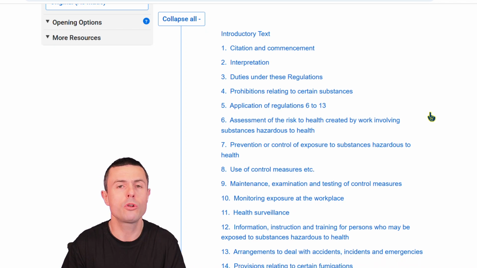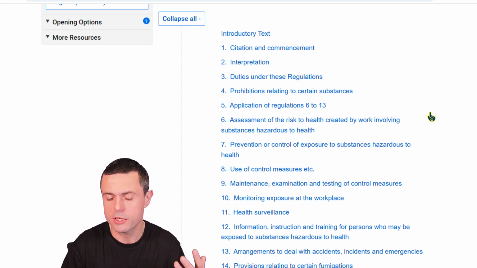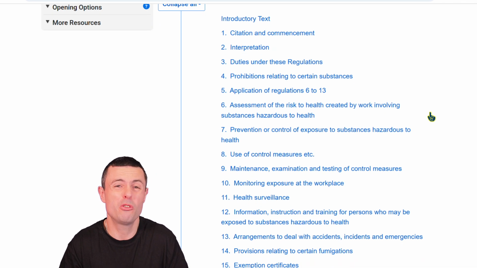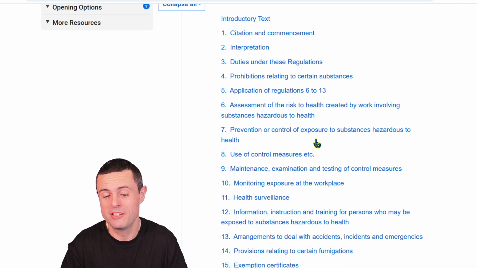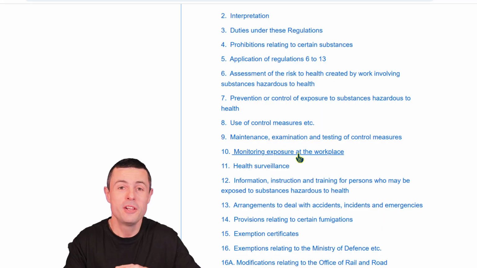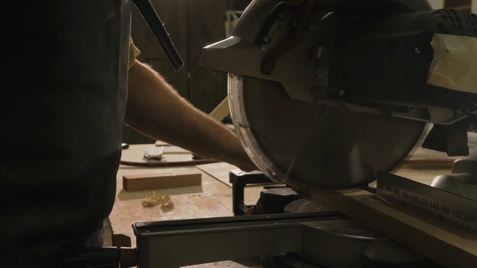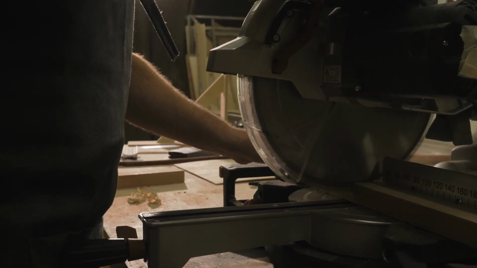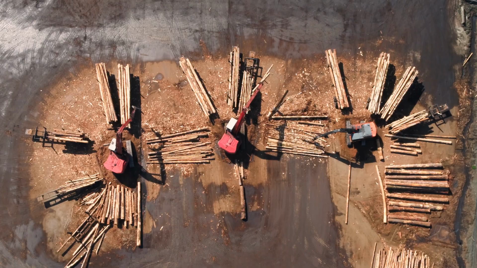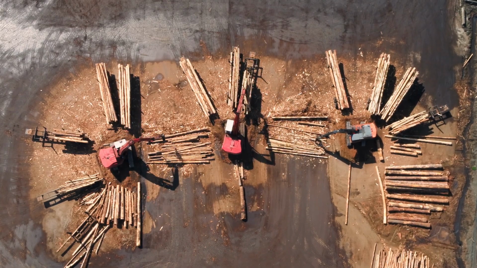You want to include all of the legally required stuff, depending on what the substance is, of course. If it's a fairly low-grade cleaning chemical, then you're probably not going to have health surveillance. You're probably not going to monitor exposure or have engineering controls like LEV. But if say you're chopping wood and you have a lot of wood dust or any other kind of dust-creating process, you might want to include LEV, local exhaust ventilation.